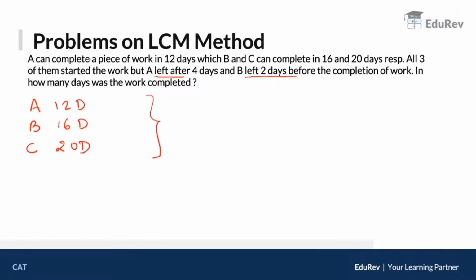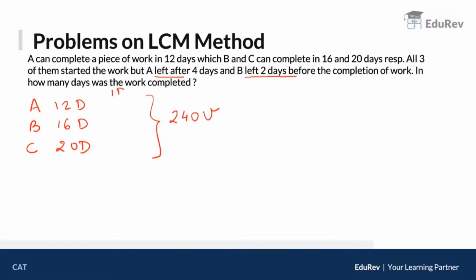Our step 1 is to find the LCM of 12, 16 and 20. Now, if I take 120, 120 is not divisible by 16. So the next number which will be divisible by all three is 240. Okay? 240 is divisible by 12 also, 16 also, 20 also. So 240 units is your total work.